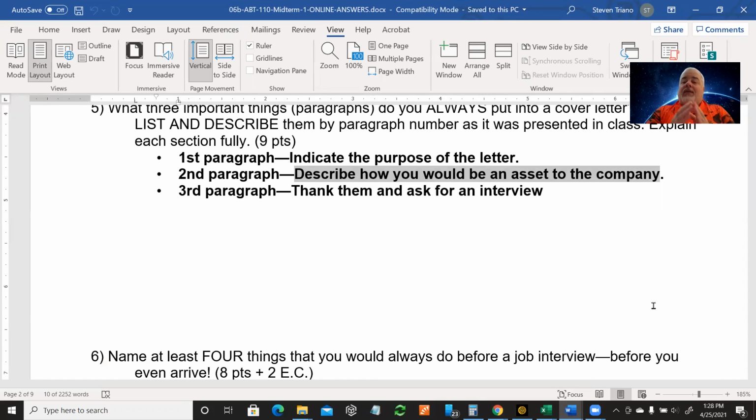Sell yourself and match those 2 or 3 skills that you mentioned to the job description. And then the third paragraph, you're closing by asking them for an interview. And that's it. Thanking them and asking for the interview.